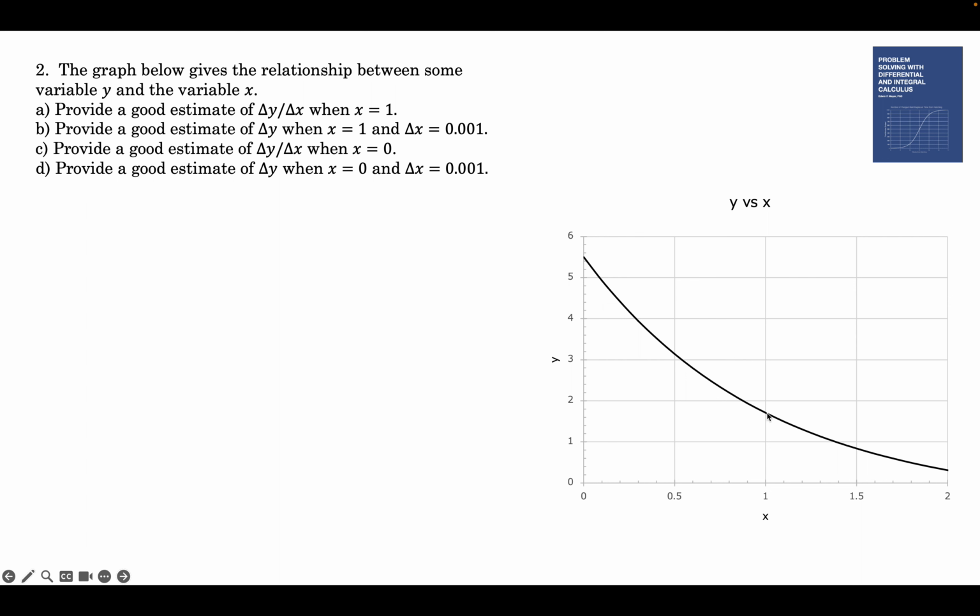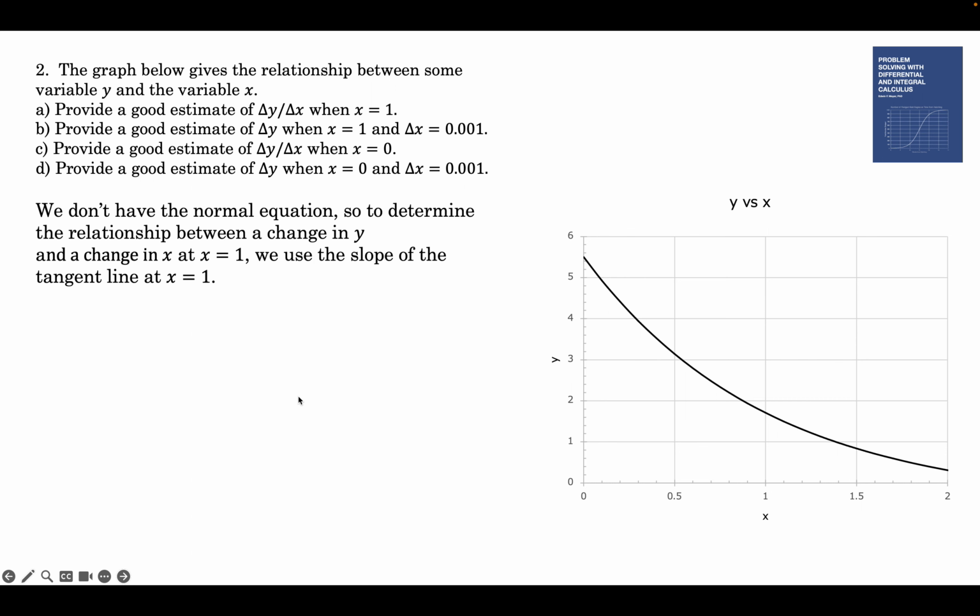So x is 1 is right here. And then we want a good estimate of delta y when x equals 1 and delta x is 0.001. So over here, we go over 0.001. How far do we drop in the y direction? So let's start with A. We don't have the normal equation. It's not given. We don't know what it is.